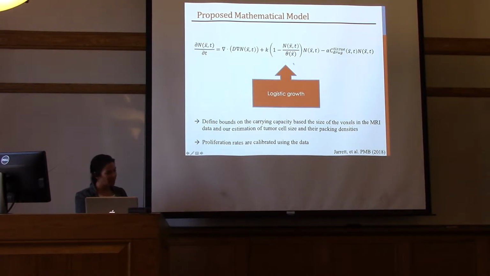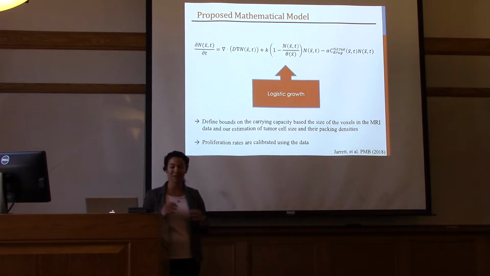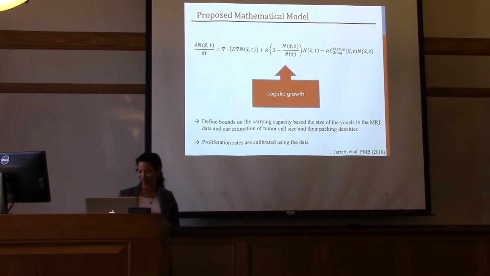But sensitivity analysis revealed that we were having issues with the calibration. It turns out that when we move the carrying capacity to be local, we have a little bit better, more control over the calibration and getting things to converge much more quickly.